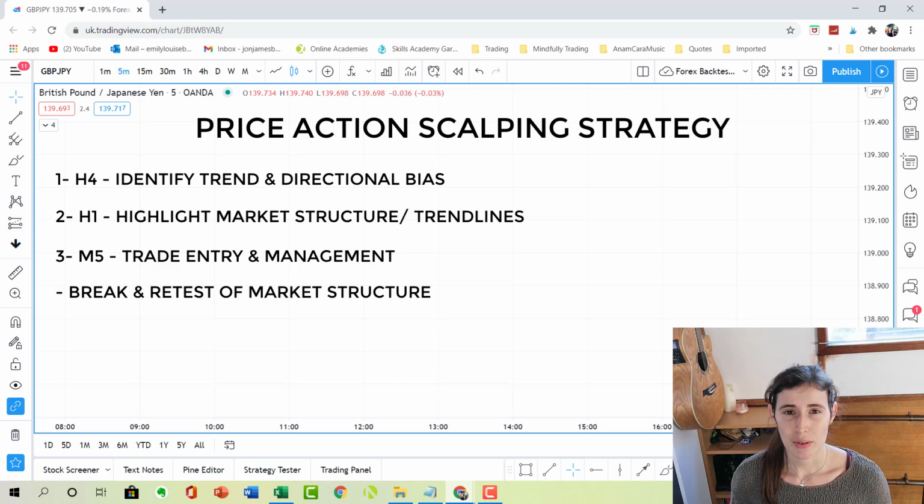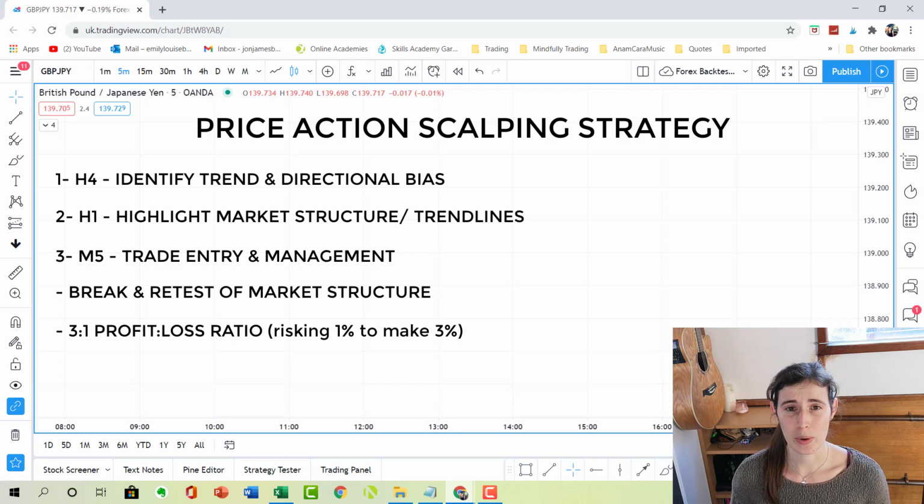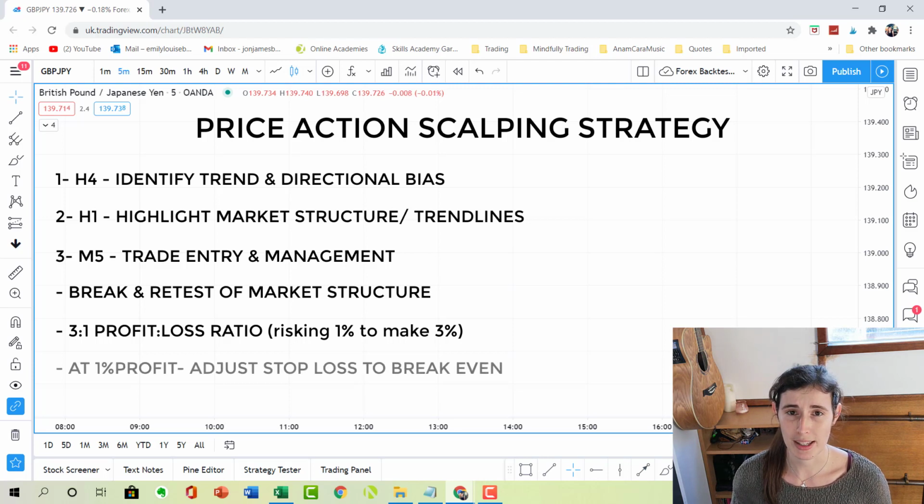The profit loss ratio that I'm going to use for this is 3-to-1. So I'm looking to get a 3% win, risking 1% to make 3. However, once the trade moves in my direction and it hits my 1%, I will then bring up my stop loss to break even, just to try to manage the risk on the trade.